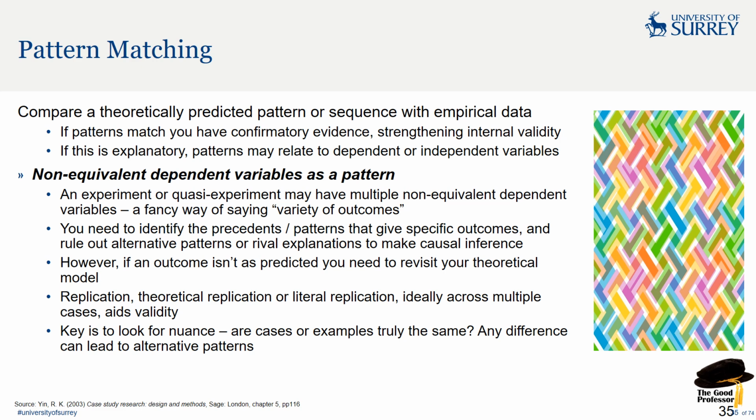You might have theoretical replication or literal replication. So you're doing the same thing over again, ideally across multiple cases, because that aids the validity of your study. It shows that actually this is true. Key is to look for nuance, which are subtle differences. Are the cases or examples you're choosing truly the same? Any difference can lead to alternative patterns. So if they've got differences in there, you're not going to get the same pattern anyway.